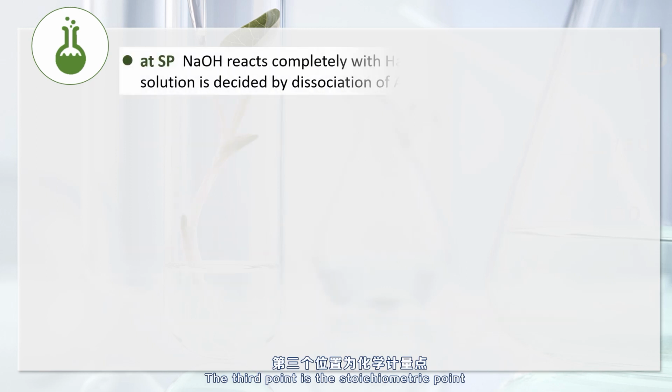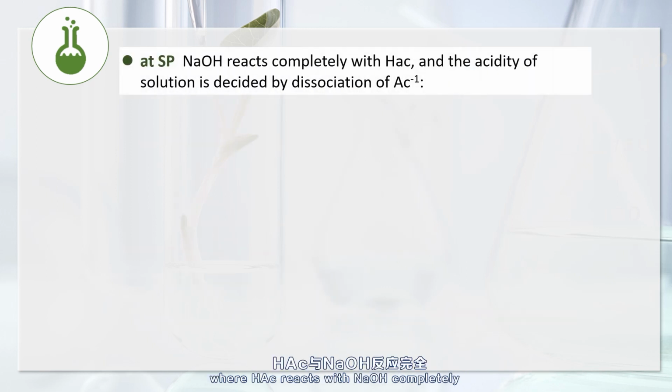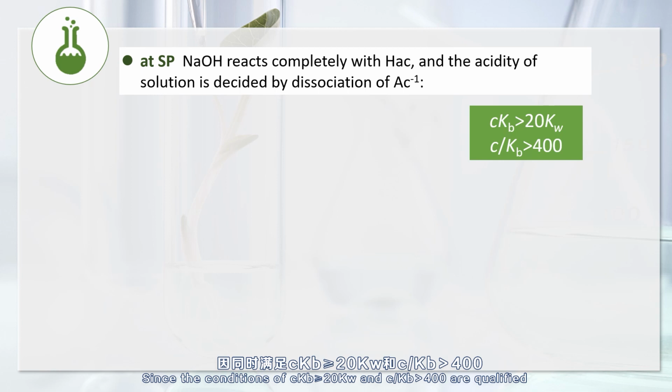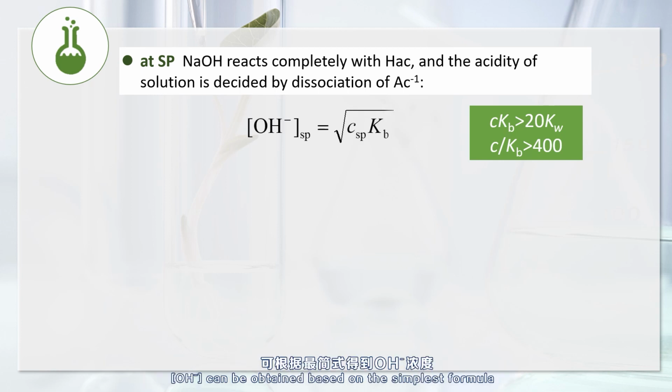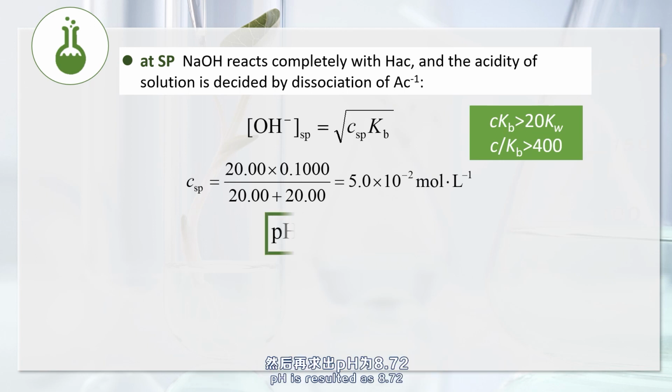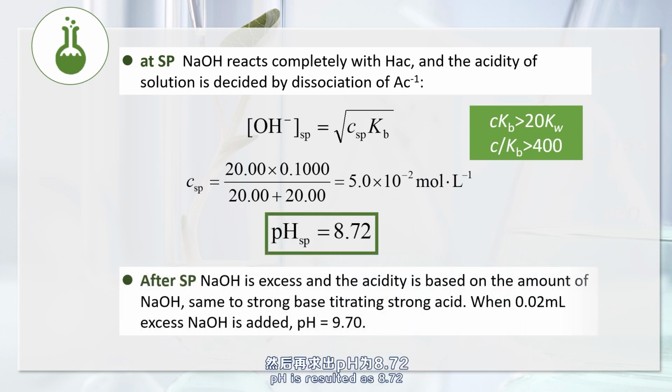The third point is the stoichiometric point, where acetic acid reacts with sodium hydroxide completely. The alkalinity of the solution depends mainly on the dissociation of acetate. Since the conditions of CKb larger than 20 Kw and C divided by Kb larger than 400 are qualified, hydroxide can be obtained based on the simplest formula. With the concentration of conjugate base acetate, pH is resulted as 8.72.